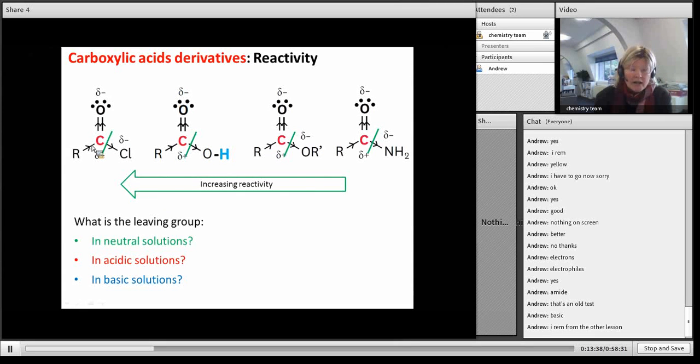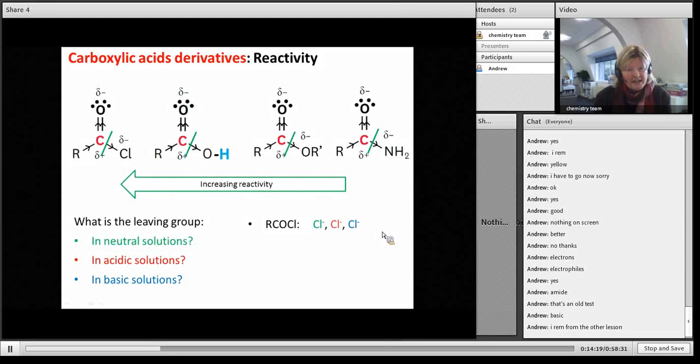Now, I've got here what the leaving group is in neutral solutions, acidic solutions, and basic solutions, because these all actually have a weak link in that the leaving group changes when I change into acidic or basic solution. So our acyl chloride always has chloride as a leaving group. There's no change. And you wouldn't actually add acid to acyl chloride, unless you're behind a very heavy screen that will protect you, because it is so reactive. So you wouldn't even try it in acidic or basic solutions.